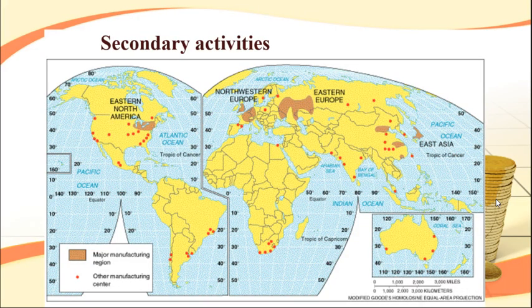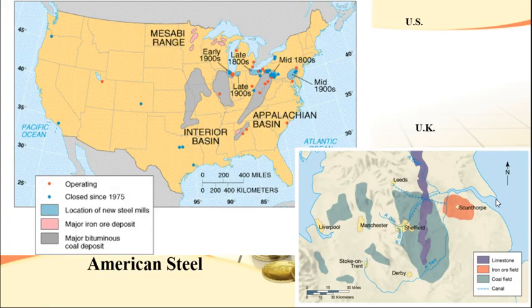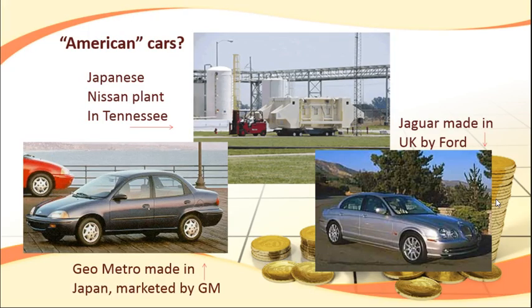And you can see the major manufacturing regions around the world really do center around the primary resources. And of course, the best example of that, and the one we've talked about, is American steel, right? And so we had the steel and auto industry. Although interestingly enough, we also know now that because of changes in transportation, labor, all of those things, American cars really aren't necessarily American anymore.